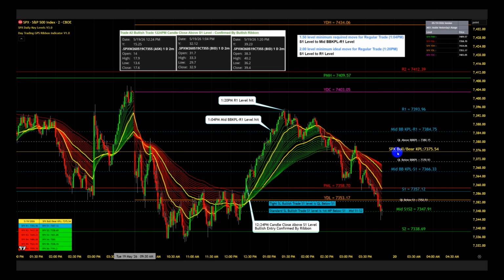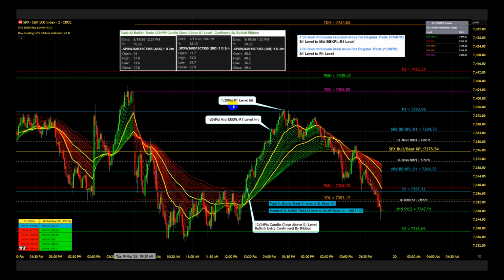So in this particular case, there is no micro scalp opportunity and you only have the regular scalp opportunity after the 1 level move. In this case, at 1:04 p.m., it does hit the mid BBKPL R1, and that is the 1.5 level minimum required move for a regular trade for either exit or adjustment to the trade. At the time it hits that, on the close of the candle, the bid is $32.90. So your profit is the difference between the $17.60 and the $32.90.